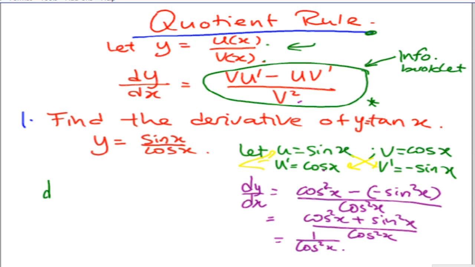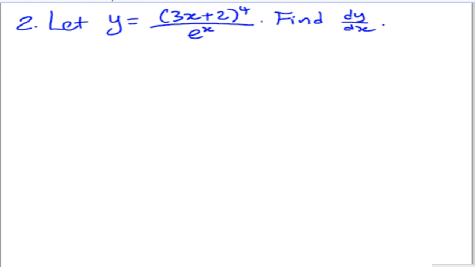which is consistent with what we know before, because we know that the derivative of sine x over cosine x is basically tangent x. And we know from our previous lesson that the derivative of tangent x with respect to x is nothing more than 1 over cosine squared x, or you can also call it secant squared x. All right, let's go to the next question.